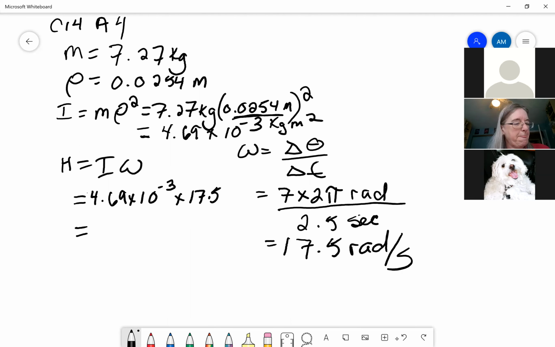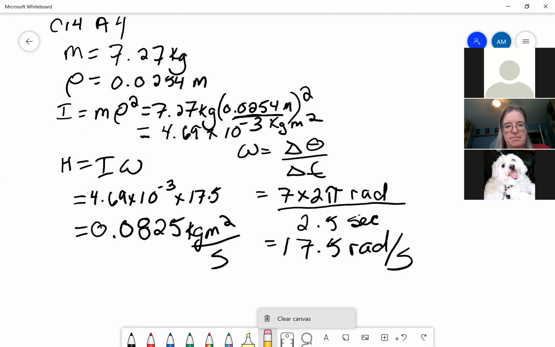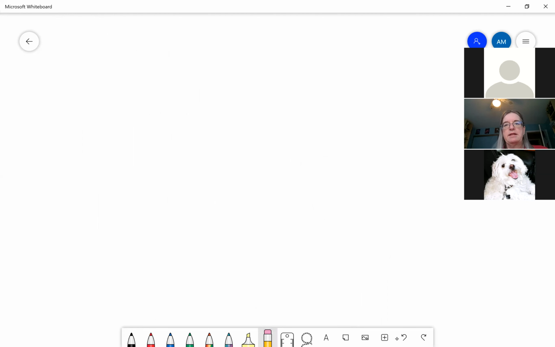Yeah, so I got 0.0825. Now in this one, you might actually have more of a round off error just because of the going down. So anyway, that'll be kilogram meters squared per second. Any questions on this one? Okay.